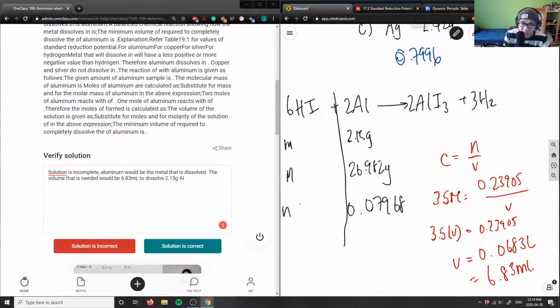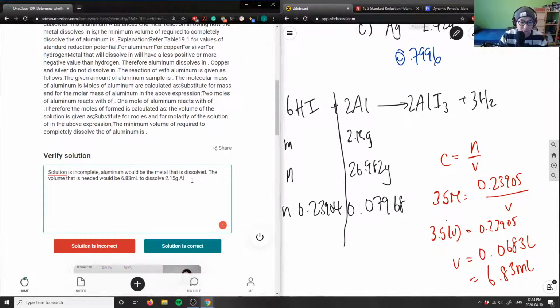Oh, so this is actually the same thing. So my volume here is correct, just because I got lucky, and the mole ratio was still 1:3. However, I wrote my balanced chemical equation wrong. So let me correct this here. But the volume is correct. And then I'll write here the balanced chemical equation is 6HI plus 2Al yields 2AlI3 plus 3H2. So this here would be my balanced chemical equation. So the solution here, I'm going to write, is incorrect because it's an incomplete solution.